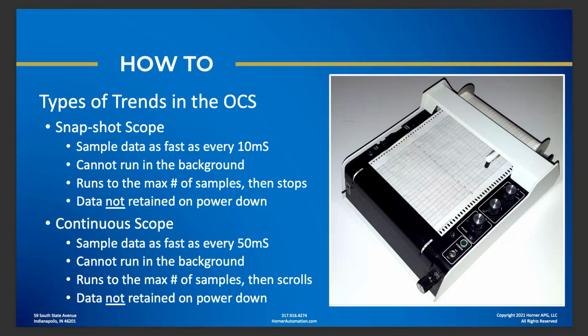Now let's talk about a continuous scope. How does that vary from a snapshot scope? Well, the main difference is that with a continuous scope, as soon as the data fills up on the graph itself, it will continue going and it will scroll. Okay? It can take data not quite as fast as a snapshot scope. In other words, every 50 milliseconds instead of as fast as every 10 milliseconds. Just like a snapshot, it can't run in the background. Okay, and data is not retained on power down, but it'll run to the max number of samples and then scroll.